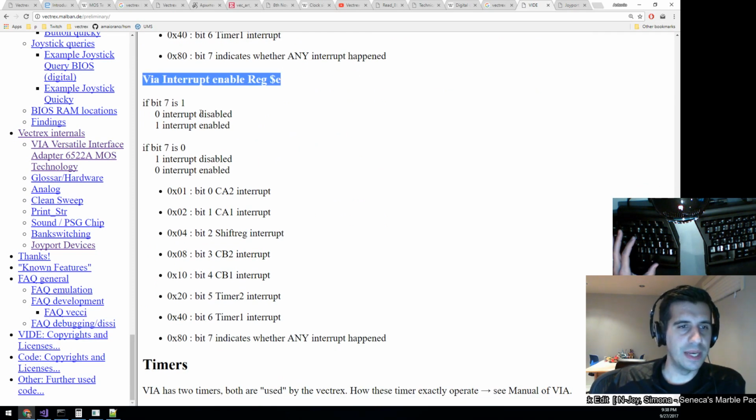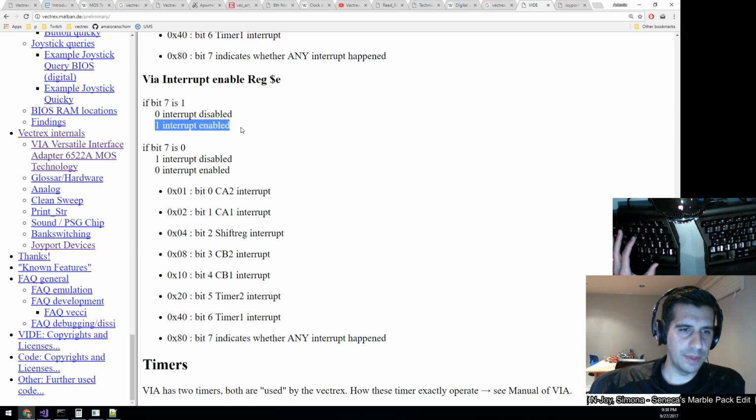And then this is the interrupt enable. If bit 7 is 1, then 0 means interrupt disabled, 1 means interrupt enabled. And if bit 7 is 0, then 1 means interrupt disabled. Wow. Really?